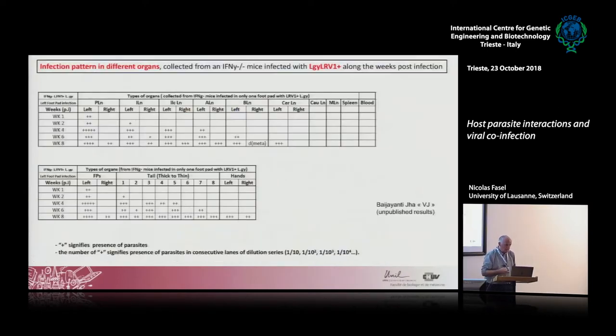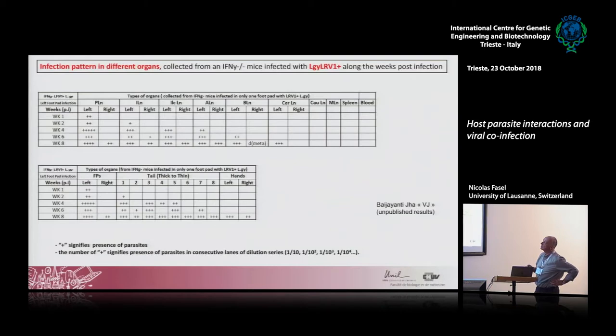She did limiting dilution for all the organs you can imagine. Okay. Everything. And she did it two or three times. So here you have the different lymph nodes, for example at weeks 1, 2, 4, 6, and 8, left and right, when she infected only in the left foot pad. So you can see here the parasite load, I mean the number of parasites after dilution and growth in culture.